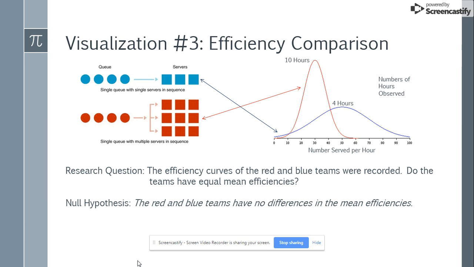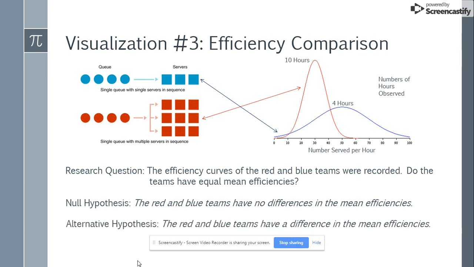Again, we go back. Let's come up with a null hypothesis. Ours reads: the red and the blue teams have no differences in the mean efficiencies. However, the alternative hypothesis reads: the red and the blue teams have a difference in the mean efficiencies. Also, something I forgot to mention is that both the null hypothesis and the alternative hypothesis are mathematical opposites.